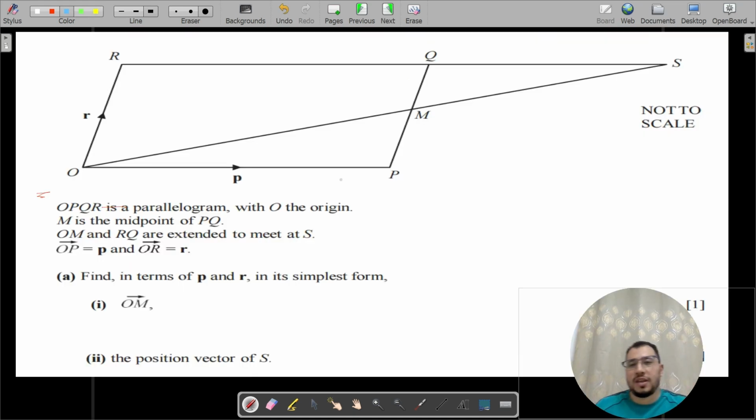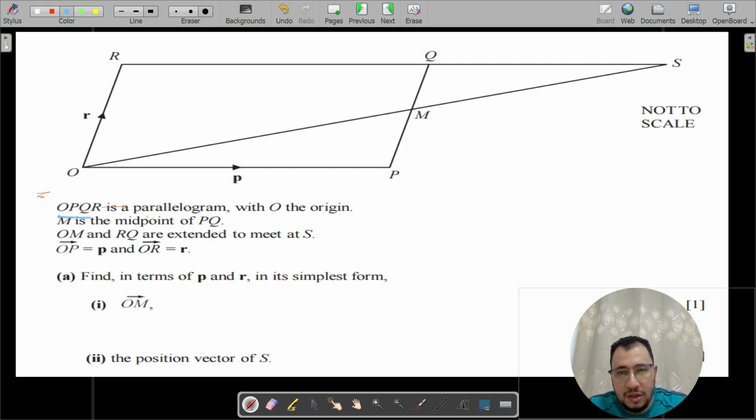Now, let's take a look at this question here. Remember, one of the most important things when it comes to vector questions like that, get your pencil and in the exam paper, write your data on the diagram itself. It will help you so much in the exam. Here, let's read this together. OPQR is a parallelogram.